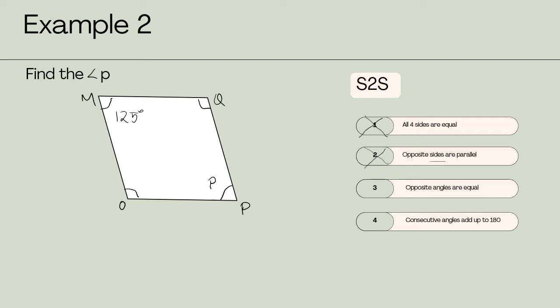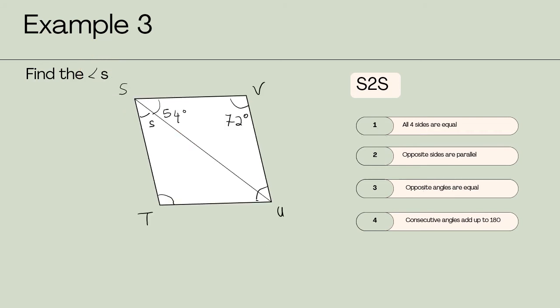Number 3, opposite angles are equal. So we're talking about angles now, and we are looking for angle P. So opposite angles are equal. The opposite of angle M is angle P, and the opposite angle of angle P is angle M. And we are given angle M, which is 125. And the third property says that opposite angles are equal. So we know that angle P equals 125 degrees.